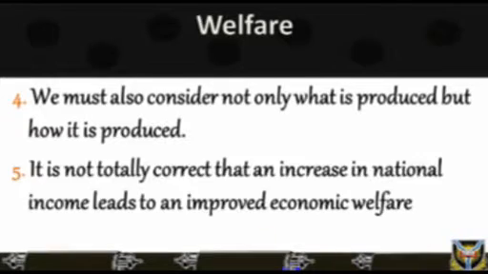5. It is not totally correct that an increase in national income leads to an improved economic welfare. It is possible that with an increase in real national income per capita income, the rich might have become richer and the poor poorer. Thus, a mere increase in national income does not lead to economic development till the distribution of national income is equitable or justifiable.